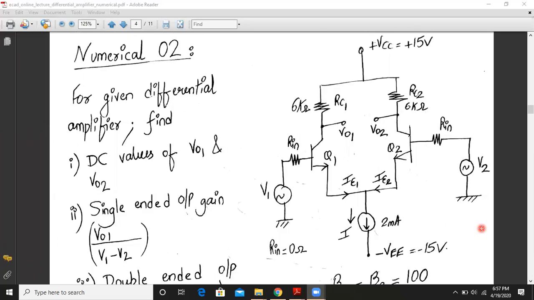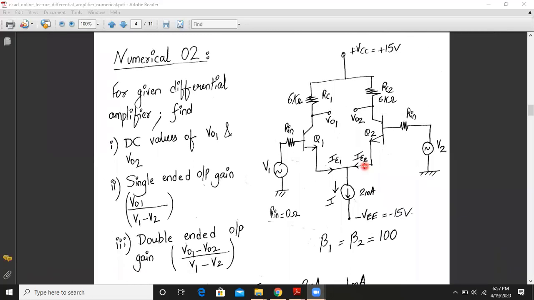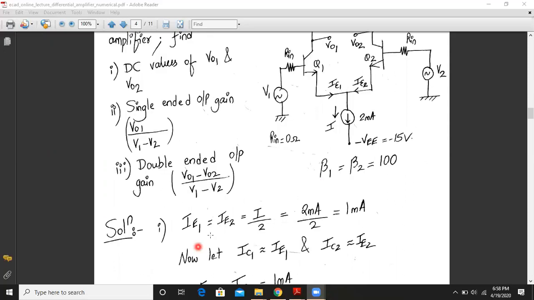So let us go ahead and solve it. What we will do is, we will keep this a little bit minimized. So what will this current source do? We know IE1 and IE2 is total I. So the current IE1 plus IE2 is 2 milliampere. In order for the differential amplifier to work, both the currents IE1 and IE2 should be of the same magnitude. So IE1 is equal to IE2, which is equal to 2 milliamperes divided by 2. So each of the IE1 and IE2 current components is around 1 milliampere.